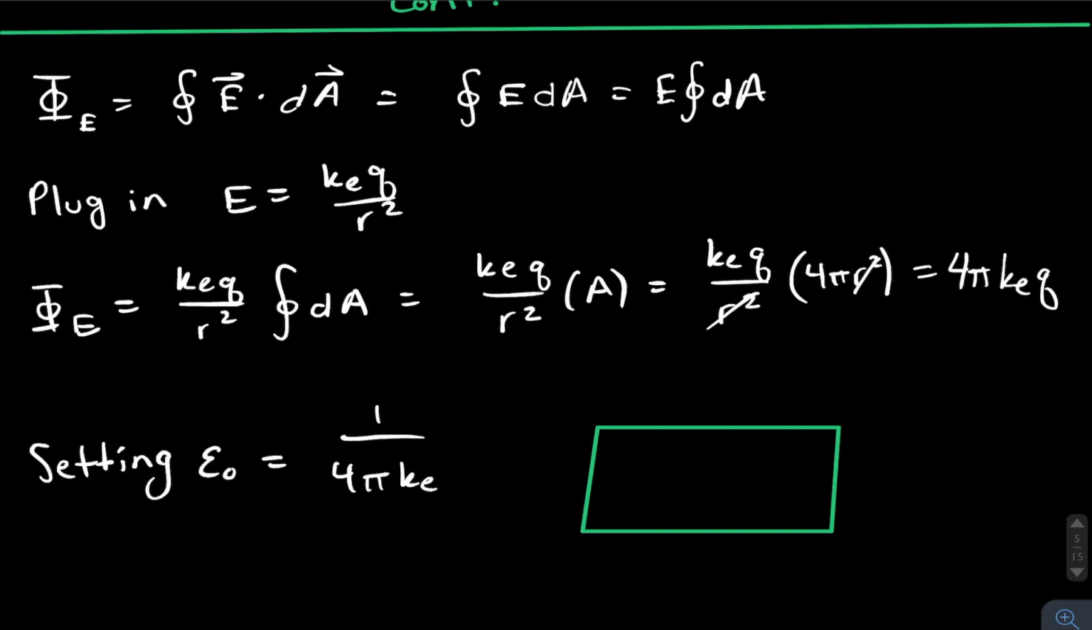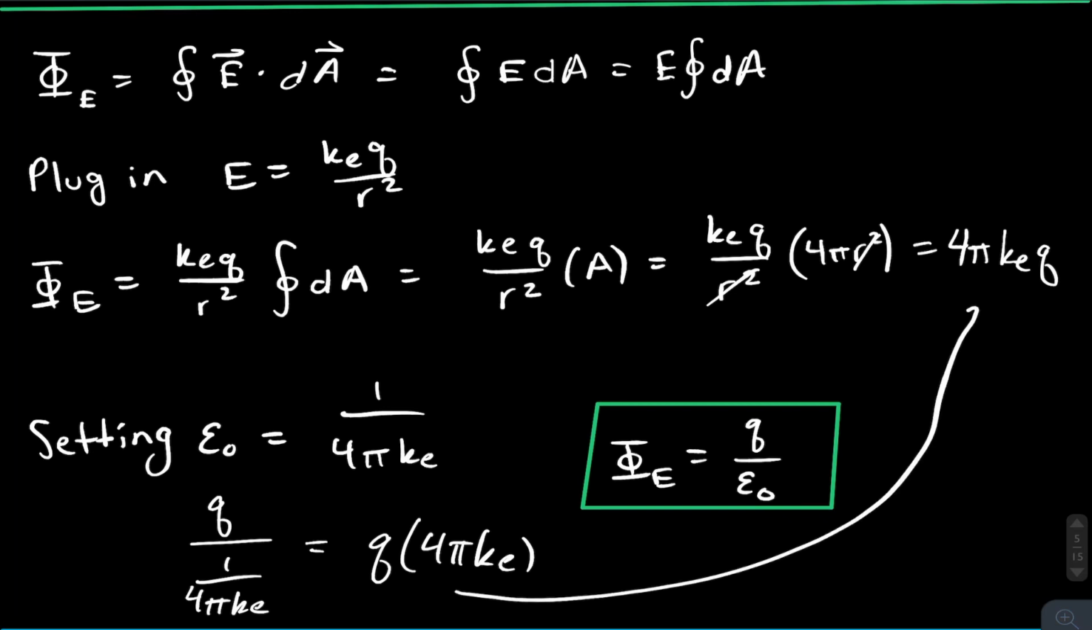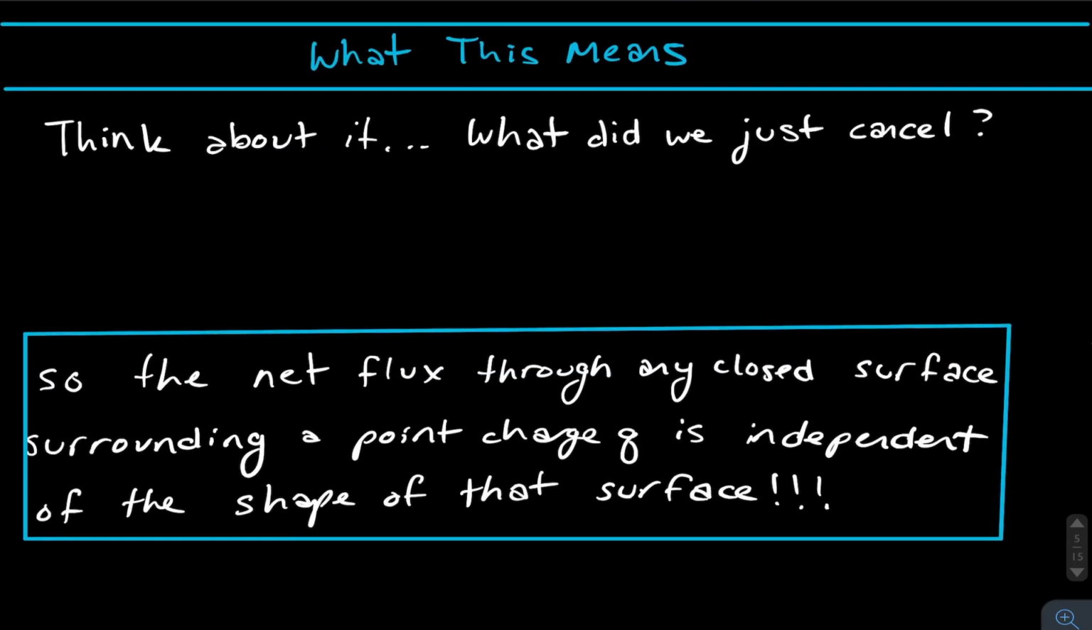So basically, if you simplify this down, the electric flux is going to equal this Q right here. It's going to equal Q over epsilon naught. I can prove that to you down here if you want. We have Q over epsilon naught, which is 1 over 4 pi KE, right? And that's equal to Q times 4 pi KE, which is what we have right here. So that's it right there. All you need to really know from this is that your electric flux equals Q over epsilon naught. Okay, so with that, we need to talk about what this means.